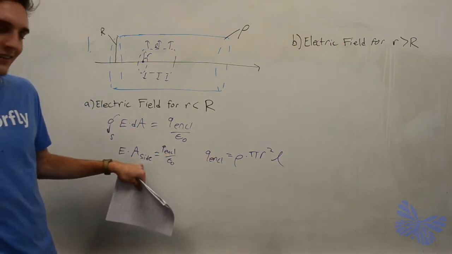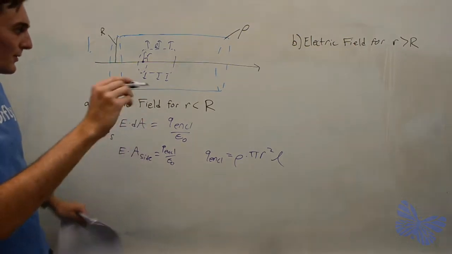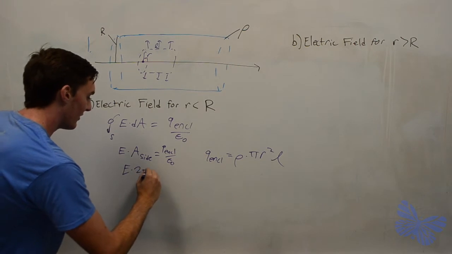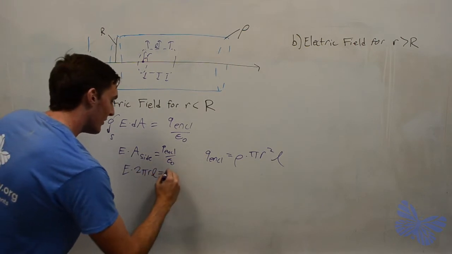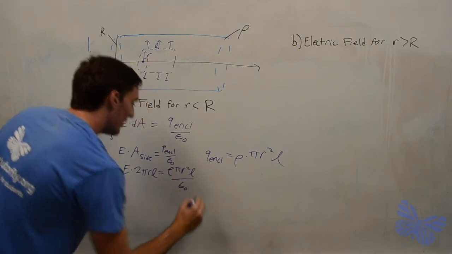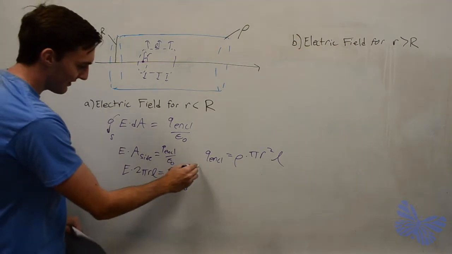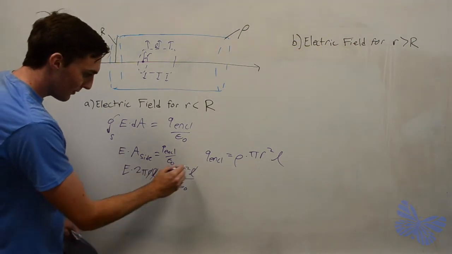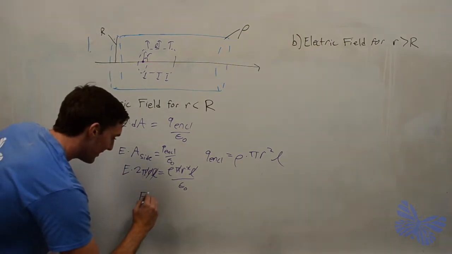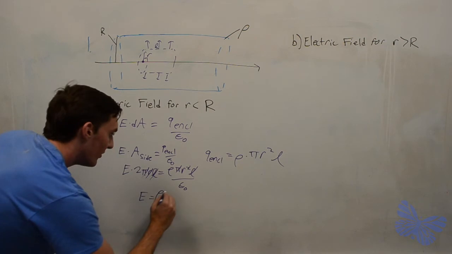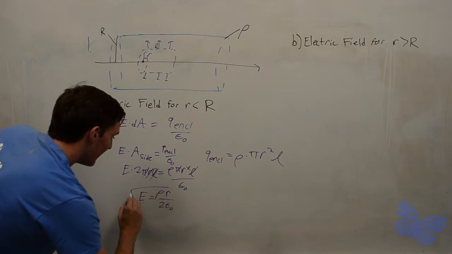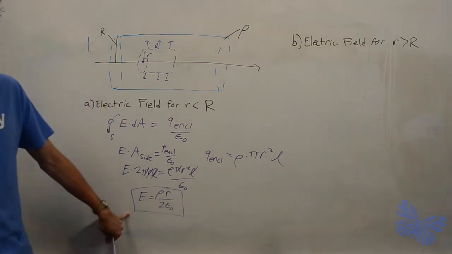You know that the area of the side is 2 pi r times L, the circumference times the length. So you get E times 2 pi r L equals rho pi r squared L over epsilon naught. You get some cancellations here: L with L, this r with one of these r's, pi with pi. And in the end you get E equals rho r over 2 epsilon naught. You're good. So that's part A.